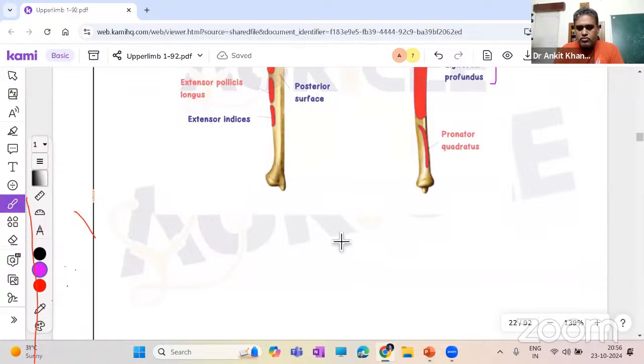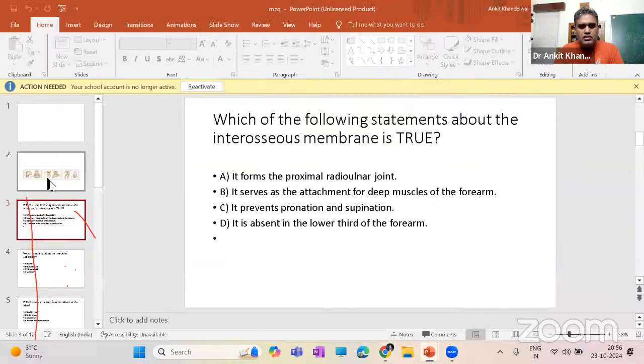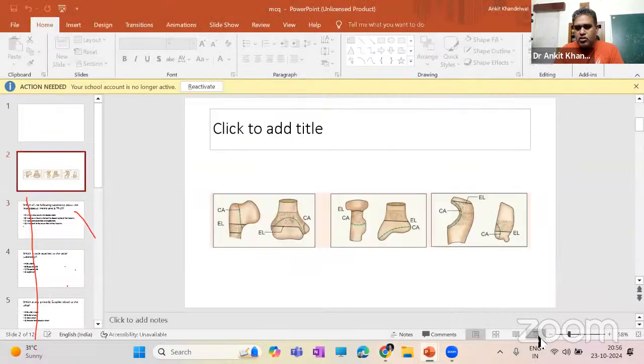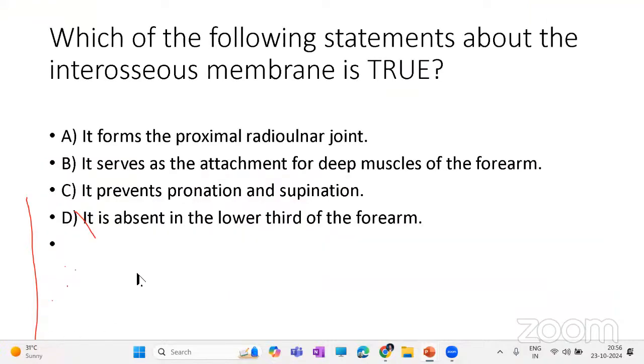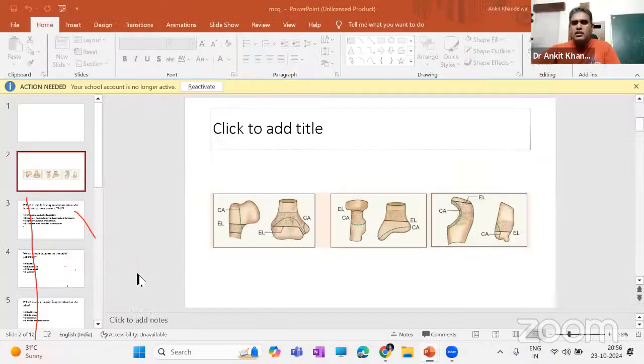Now apart from this, there's one more very important point which I wanted to share with you guys. And what is that? I hope you can see this image over here. Yes or no? We can see. Yes, you can see. Very good. Just a second.